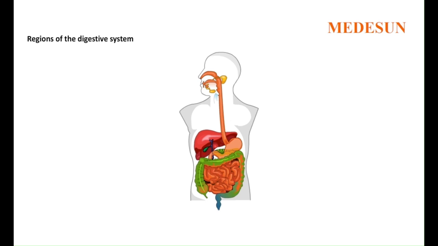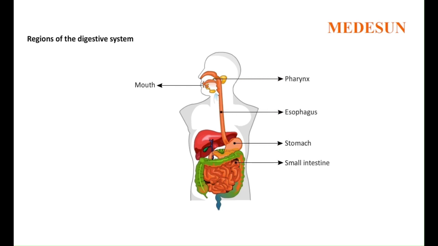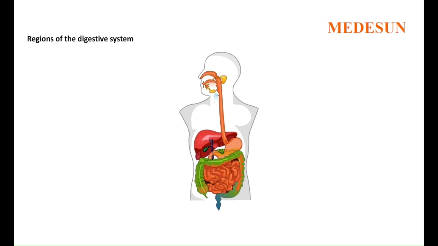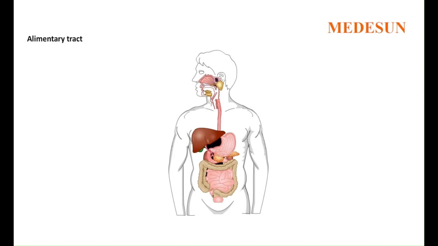Regions of the digestive system. The digestive system is formed by the alimentary tract, which is made up of the mouth, pharynx, esophagus, stomach, small intestine, large intestine, rectum, and anus. Accessory organs of the digestive system are the salivary glands, liver, gallbladder, and pancreas. Alimentary tract.